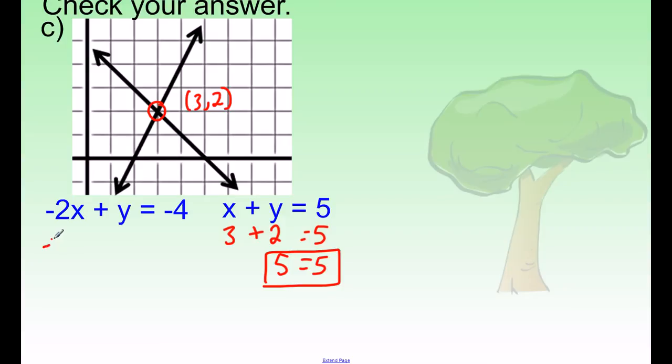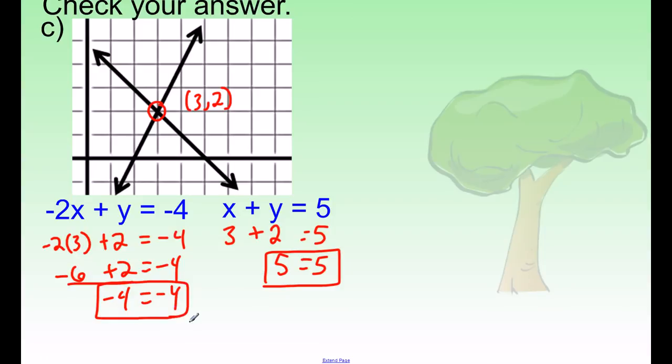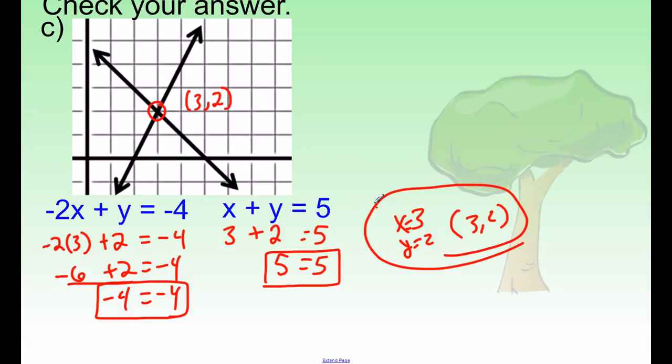Other equation, negative 2 times 3 plus 2 equals negative 4. All right, so we're going to multiply, which gives us negative 6 plus 2 equals negative 4. And that simplifies to negative 4 equals negative 4. That works. So the solution to this system of equations is when you have an x value of 3 and a y value of 2, which is the point 3, 2. That is your solution. That's the point we found that satisfies both equations.